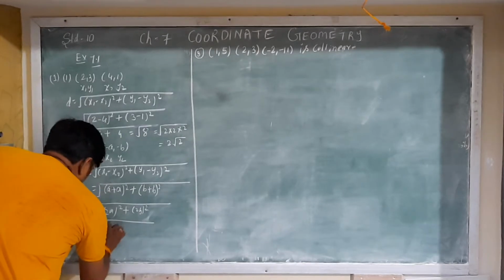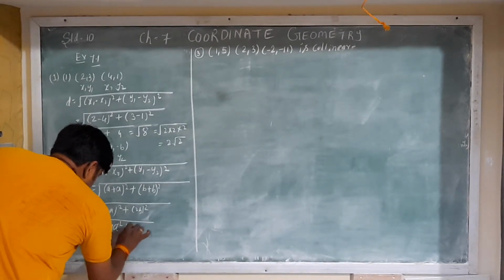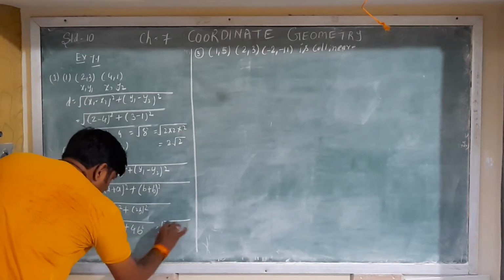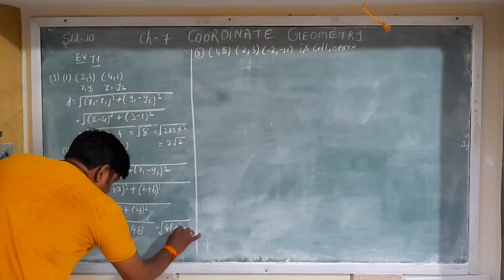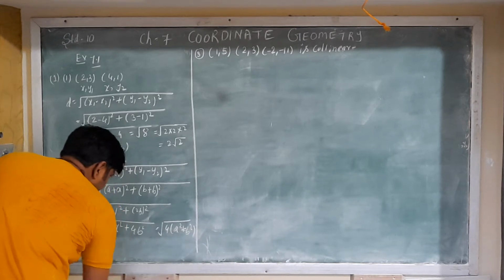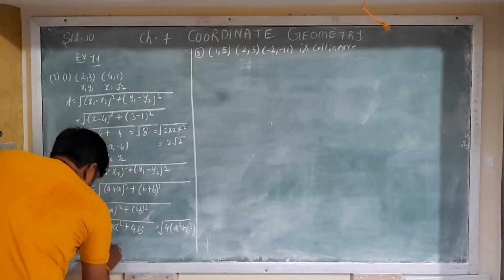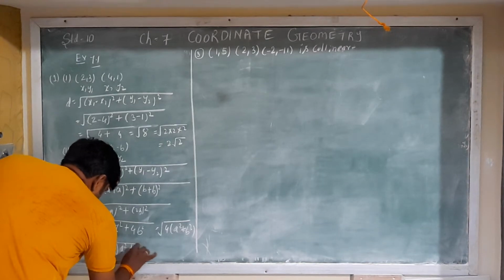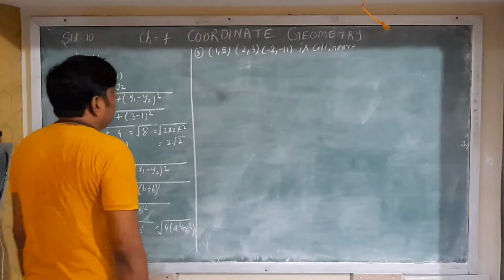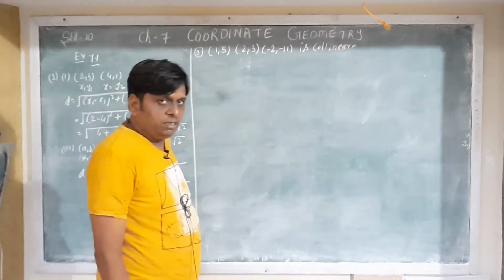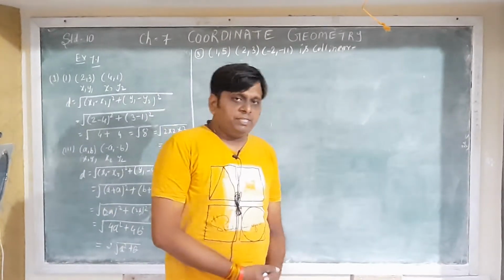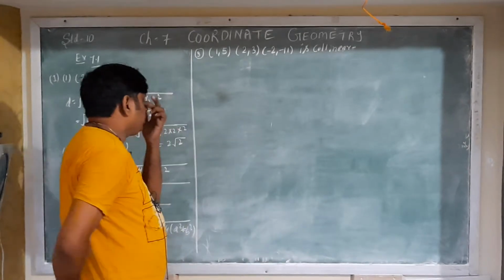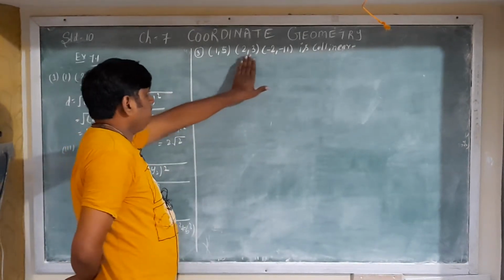So 4a square and 4b square. We take common 4. Your answer is a square plus b square in a bracket, common. So 4 root, your answer is 2 root a square plus b square. Okay. Question number second, same, give the distance formula, you solve it. Question number third, given 3 coordinate points A, B and C.